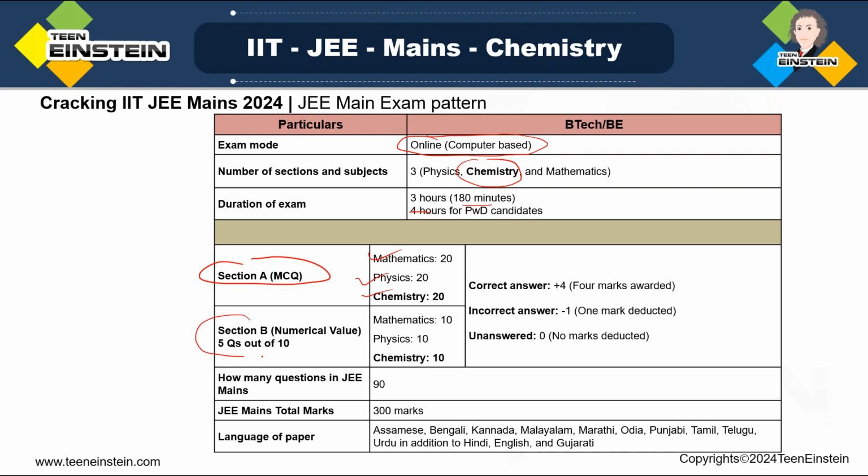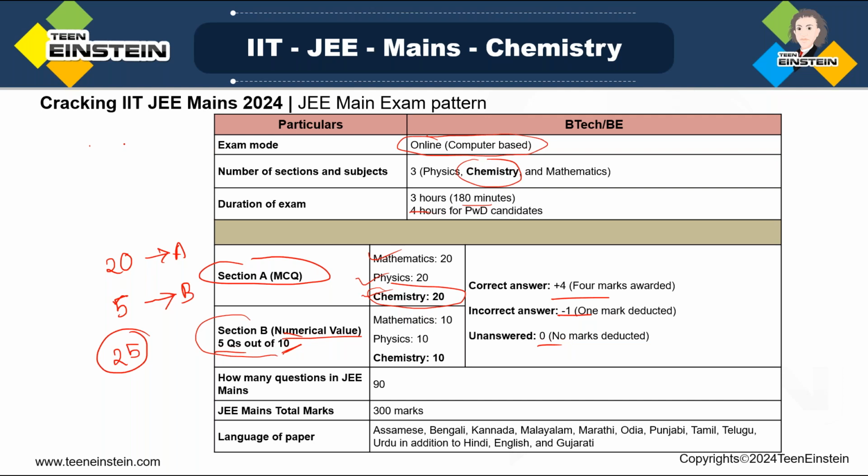And in case of section B, here the question is numerical value type. We'll also see a sample of the question, how it looks. So numerical value type, but in this case you will get some choice. That is, there will be a total of 10 questions, but you have to answer only 5. That means suppose you are considering chemistry, then 20 questions you have to answer for section A, and 5 out of 10 that you have to answer for B. So in total there will be 25 questions. Fine. So if it is 25 questions and each question is carrying +4 marks, negative obviously -1. If you are not answering, it doesn't matter, 0 marks deducted.